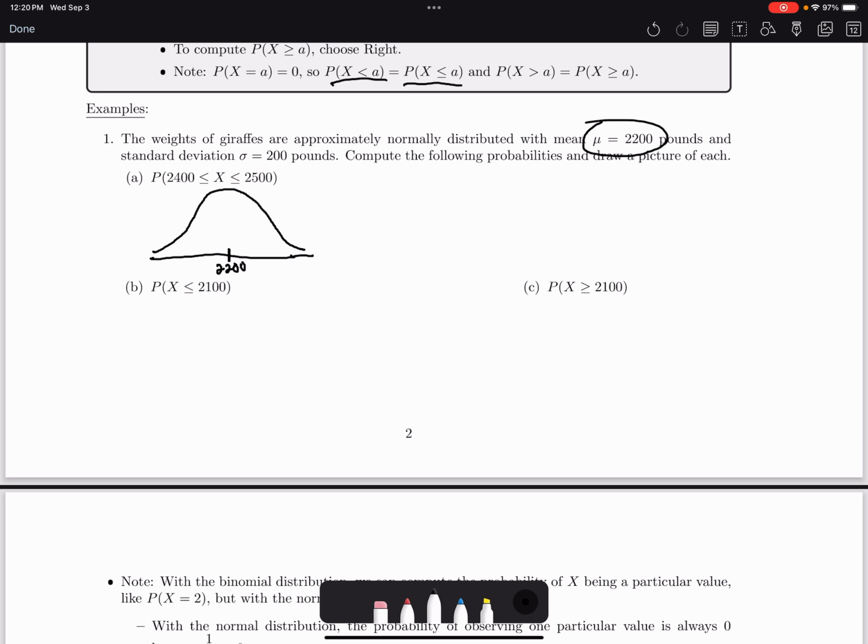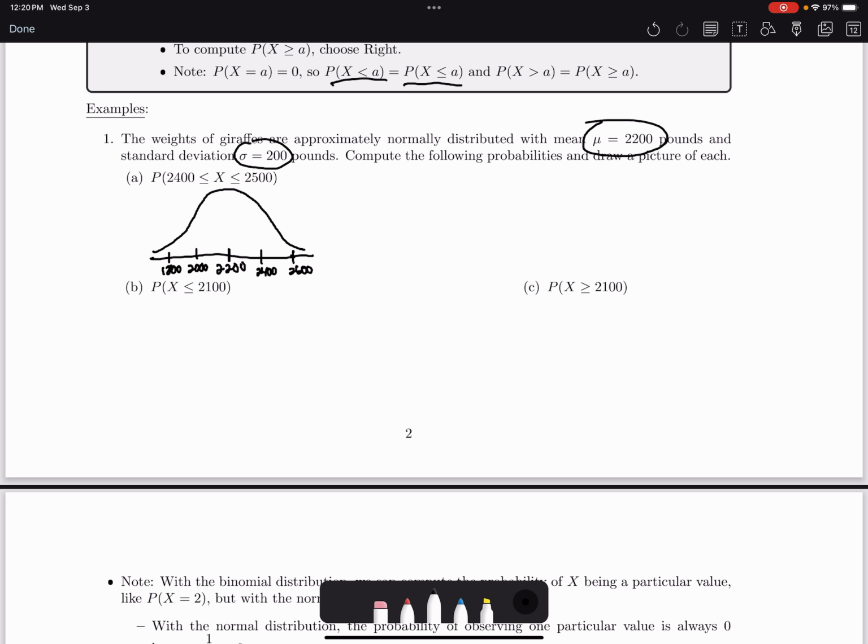Okay, we were also told that a standard deviation is 200 pounds. So if I go up one standard deviation, I would be at 2,400 pounds. And if I go up another one, I would be at 2,600 pounds. And I could continue to label these. If I go in the left direction, one standard deviation below the mean would put me at 2,000, and 2 below would put me at 1,800.